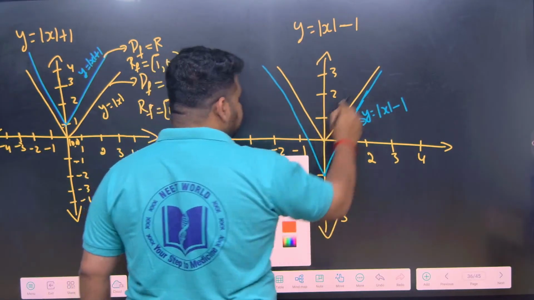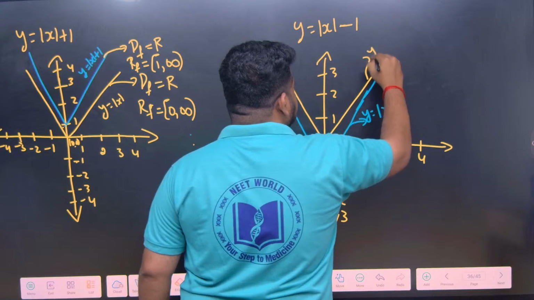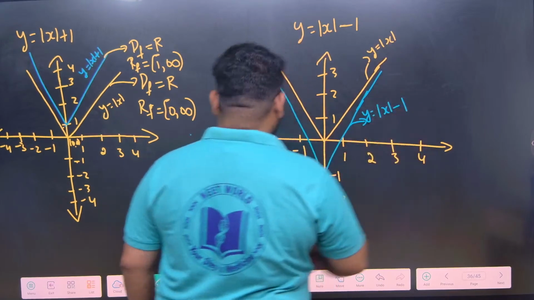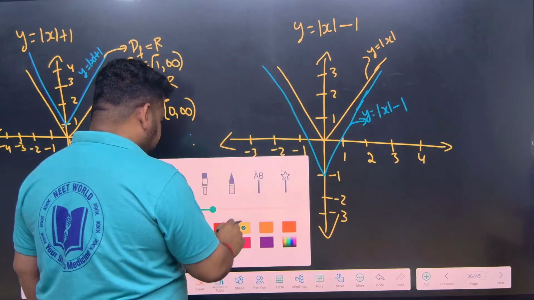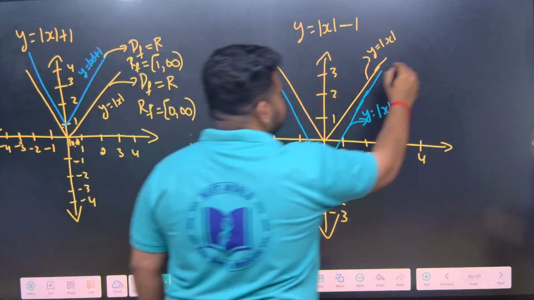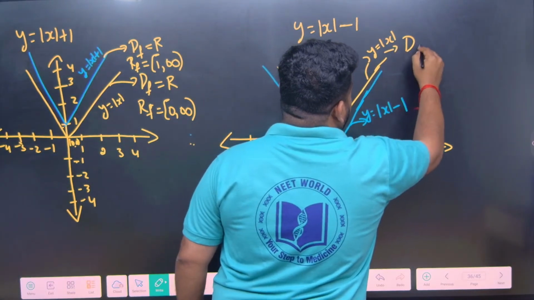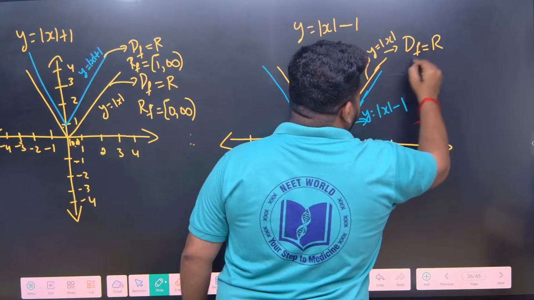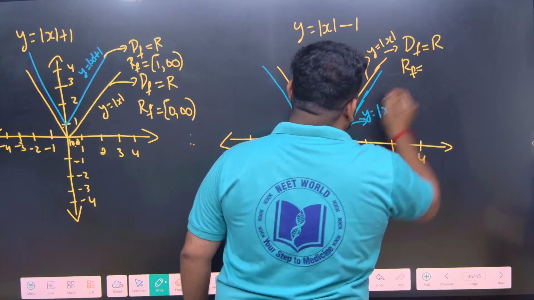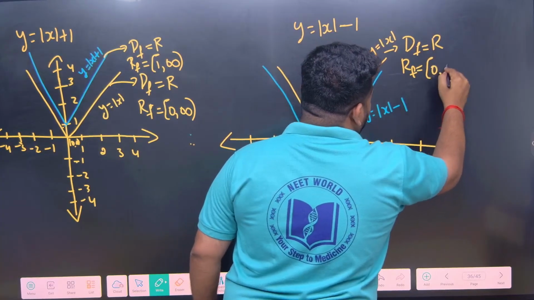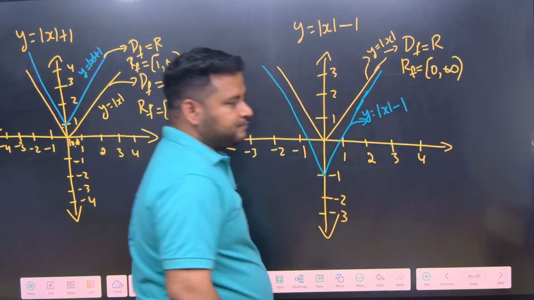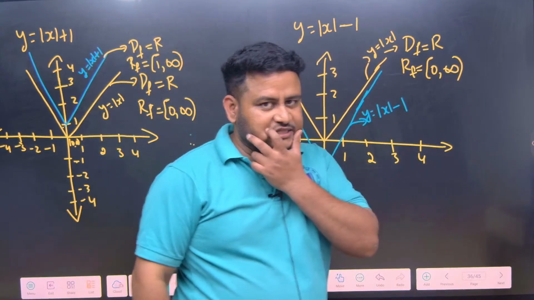Observe carefully. And what will be the graph of this? This is y is equal to mod x. Now observe carefully. The domain of the graph y is equal to mod x is the set of all real numbers. The range of this will be the closed interval 0 comma infinity. This is what we are having.